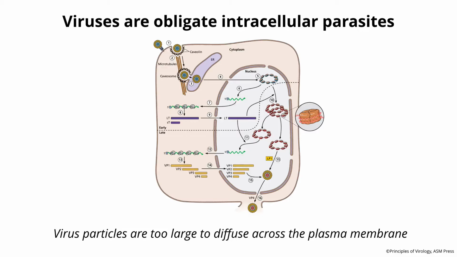Viruses, of course, are obligate intracellular parasites. We talked about that in the first lecture. They have to get inside of a cell to carry out their replication cycle. But they're too big to diffuse across the plasma membrane. Only small molecules of certain kinds can do that. So there has to be a specific way for them to get into the cell.